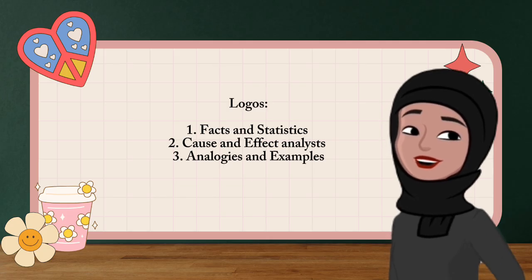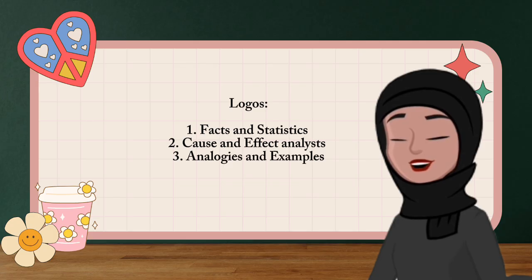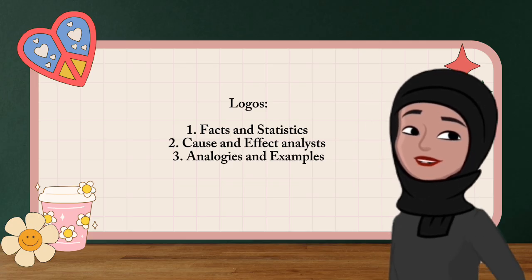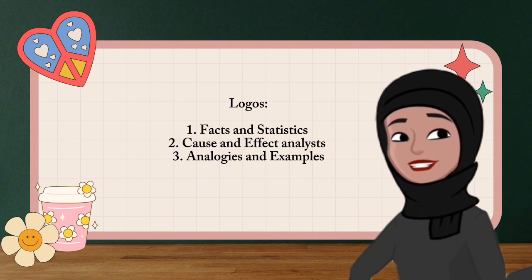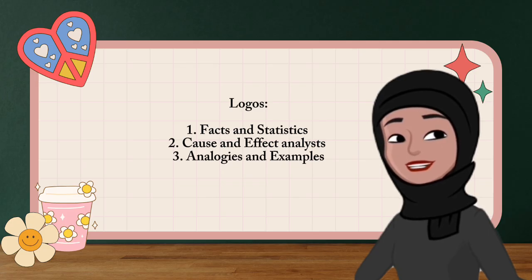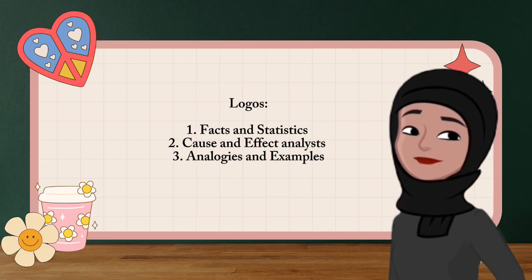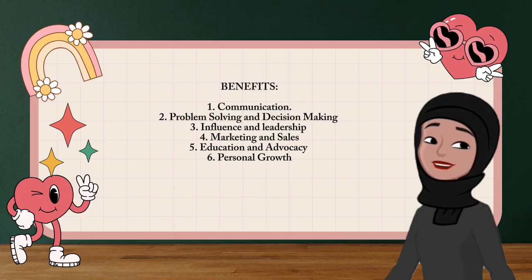A strong argument might begin by establishing the speaker's credibility, ethos, then use emotional storytelling to connect with the audience, pathos, and finally present logical evidence to support the claims, logos. By strategically combining these appeals, you can create a persuasive message that resonates deeply with your audience and achieves its intended purpose. Other benefits that we can get from learning persuasive text.